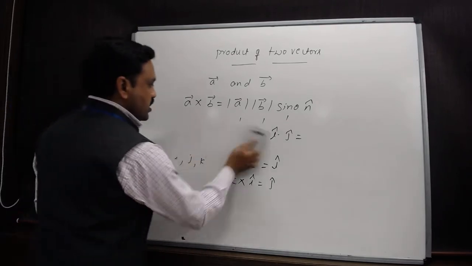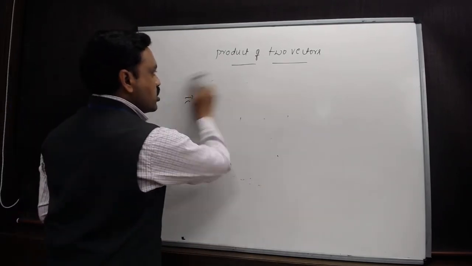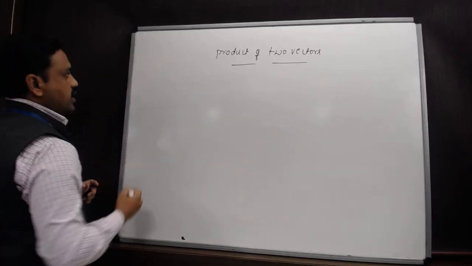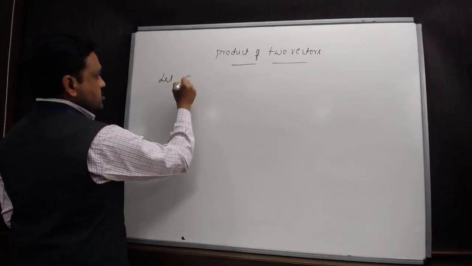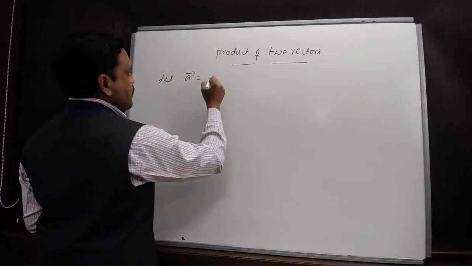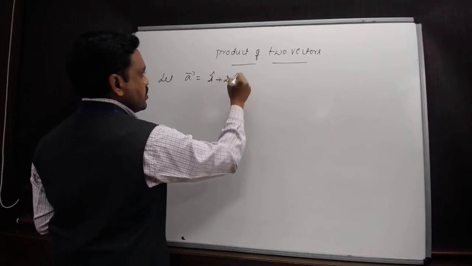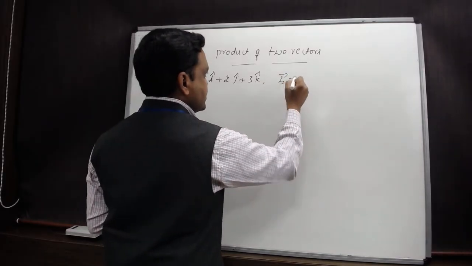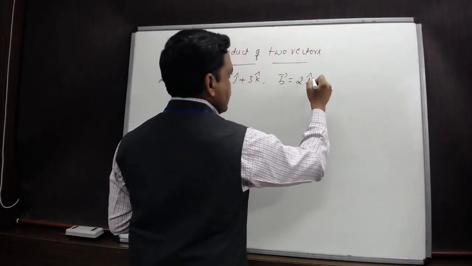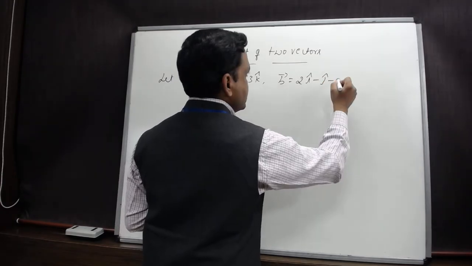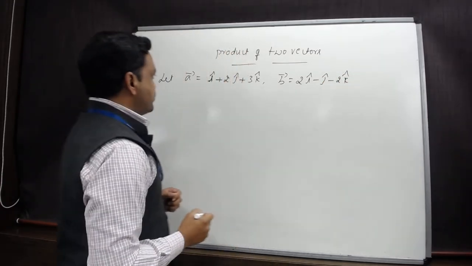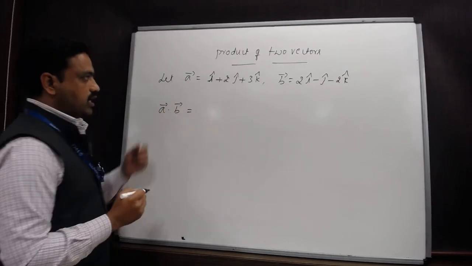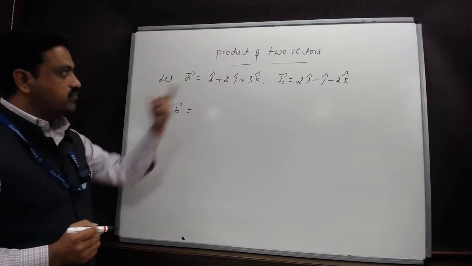Now I'll explain this dot product and cross product with one example. You will take one simple problem. Let A equals i cap plus 2j cap plus 3k cap, and another vector B equals 2i cap minus j cap minus 2k cap. Now what happens? Dot product of these two vectors, A dot B. I'll calculate both the dot product as well as the cross product with this example.